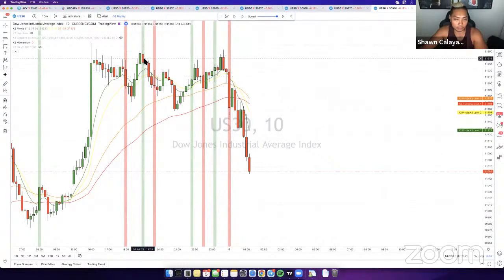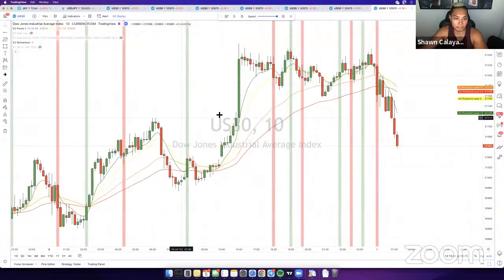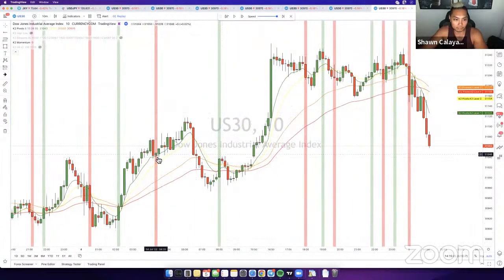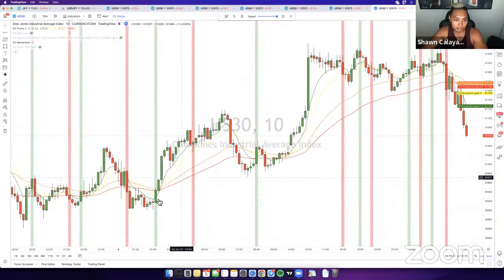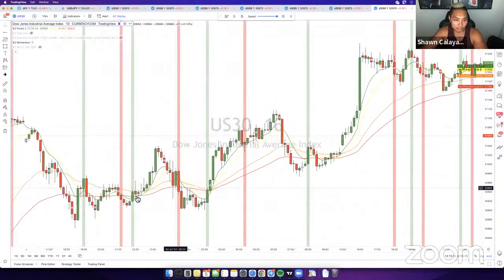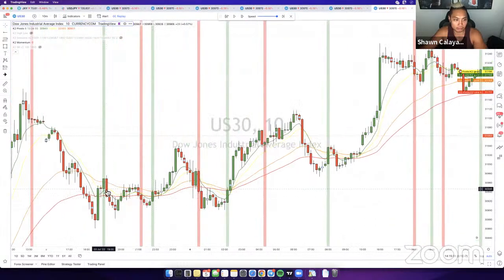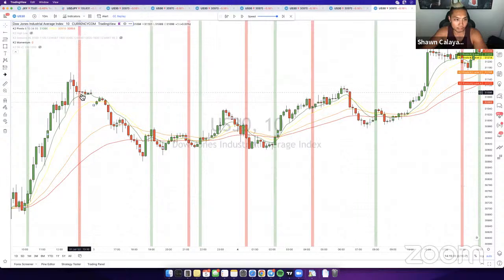Because in order for this to be valid, this would need to be a green candle within this green momentum signal. So valid, valid, invalid, valid, valid, invalid, valid, right? Valid, invalid, it's a red sell signal, but it has a green candle within it. So this is invalid. This is valid. This is valid. This is valid. This is valid. This is valid. This is invalid, right?